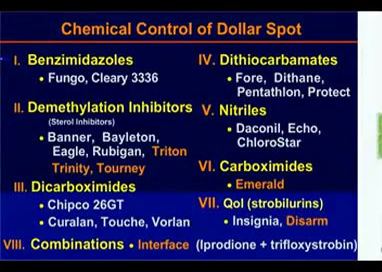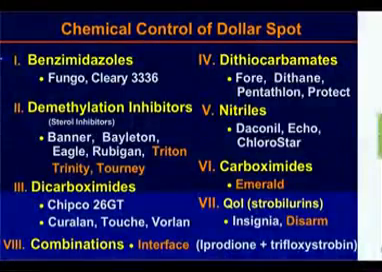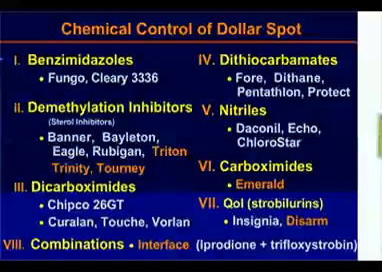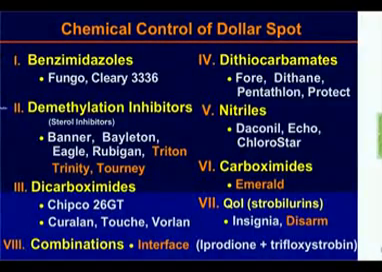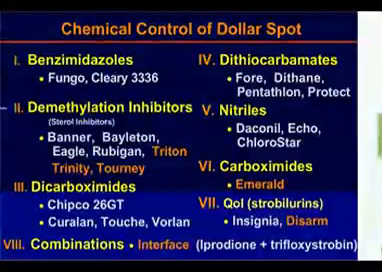We have also had some resistance issues with the dicarboxamides and also the DMI fungicides. Basically, the DMI fungicides, such as your Banner, Bayleton, Eagle, Rubigan, Triton-type materials, are very effective against dollar spot at usually fairly low rates. We've seen some resistance to them, but not nearly the extent that we've seen with the benzimidazoles.